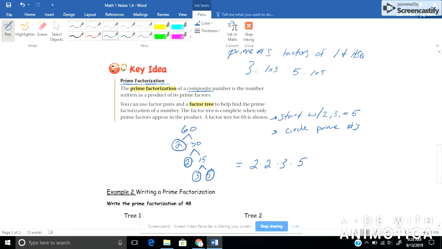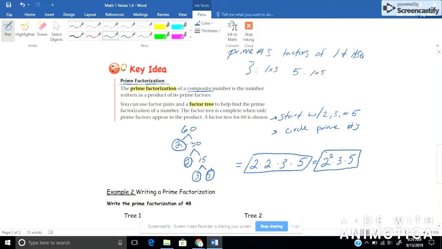2 times 2 would be 4. 4 times 3 would be 12. And 12 times 5, yes, does equal 60. So this would be my final answer. I can shorten that up a bit and write 2 times 2 as 2 squared times 3 times 5 if I want. Okay, so this would be its most simple answer.